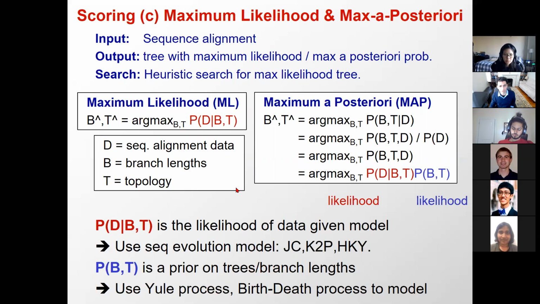Okay, so that's the difference between this maximum likelihood model that is looking at the data given the branch lengths and topology, versus this maximum a posteriori, which is basically looking at the data given B and T times this prior of these topologies.